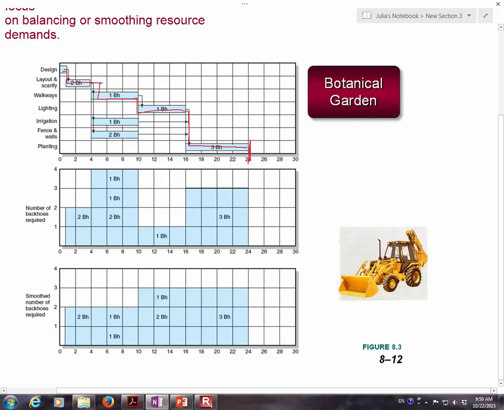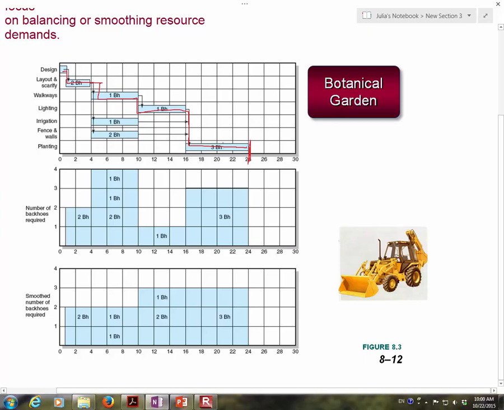All right, next, there are some numbers. If you look at the shaded box, it shows when the activity starts and when it ends, and there is a number in the box. For example, 2BH means 2 backhoes. The botanical garden assumes only one resource is needed, which is the backhoe, and I have a picture here to give you an idea of what it is. It is a kind of equipment. Layout and scarify will need 2 backhoes, and walkways will need 1 backhoe, and so you can tell what resources are needed for each activity.